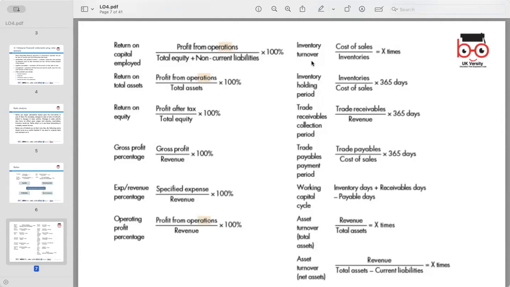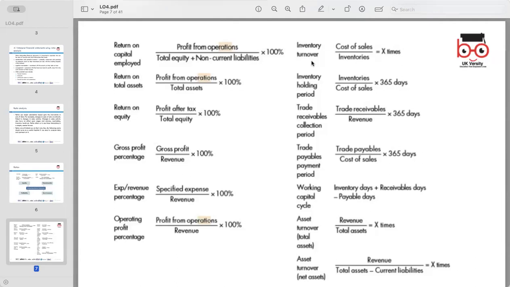Inventory holding period. This ratio indicates the average number of days it takes for a company to sell its inventory. It is calculated by dividing the average inventory by the cost of sales and multiplying the result by 365 days.